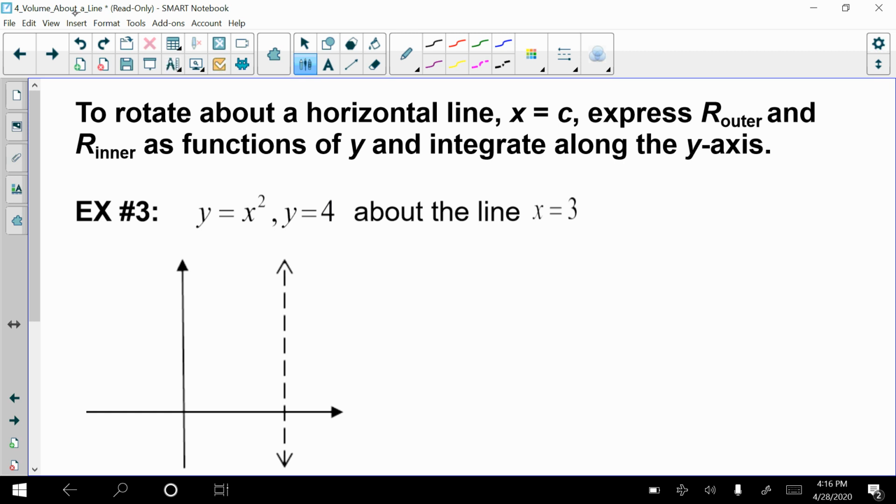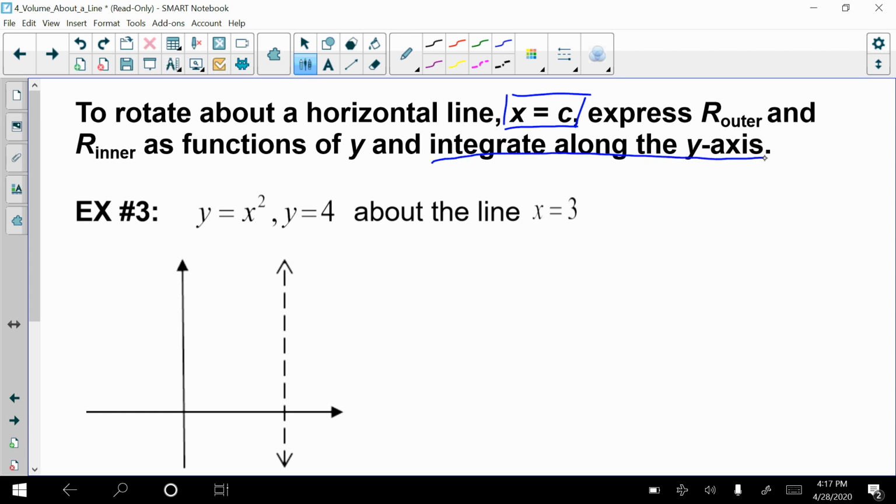But now what we're going to be taking a look at is we're going to change where the line of rotation is going to be. I'm sorry, not line of reflection, but rotation. So now the line of rotation is going to be across some vertical line somewhere on the graph. And so that means you're going to be integrating something along the y-axis.